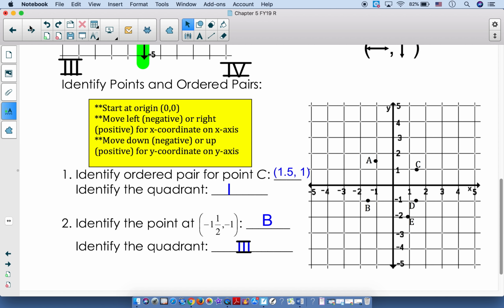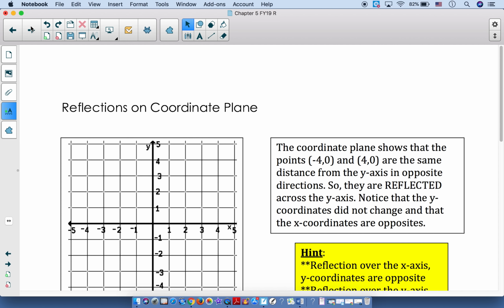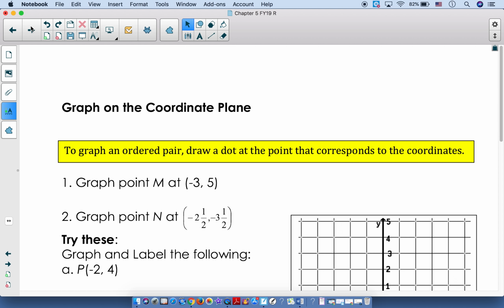All right. Pause this video. If you have any questions, I want you to ask the sub. We're going to keep going, but if you have any questions, again, I want you to raise your hand and ask the sub. We're going to turn the page. We're actually going to skip this one for today, and we are going to go to this next one.